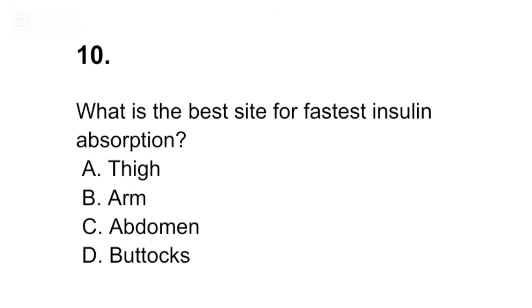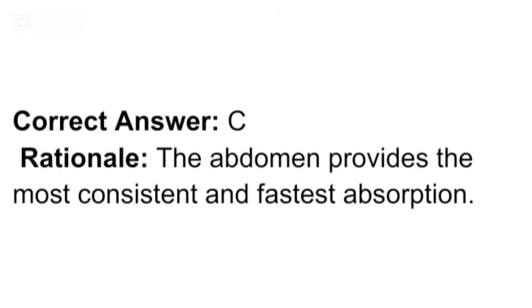10. What is the best site for fastest insulin absorption? A. Thigh. B. Arm. C. Abdomen. D. Buttocks. Correct answer, C. Rationale: the abdomen provides the most consistent and fastest absorption.